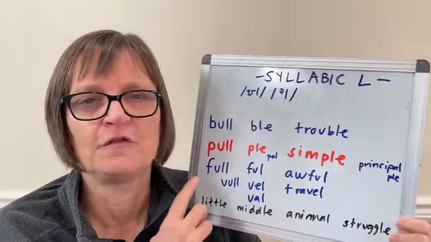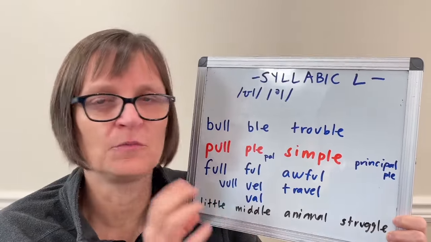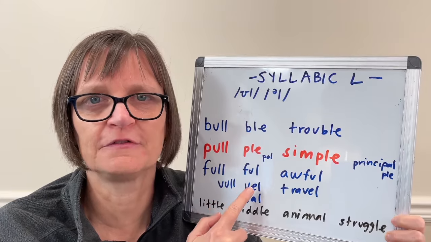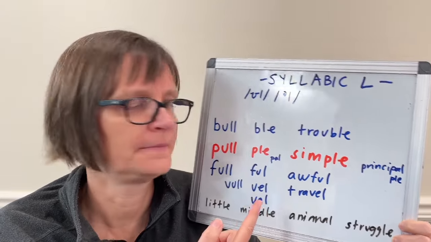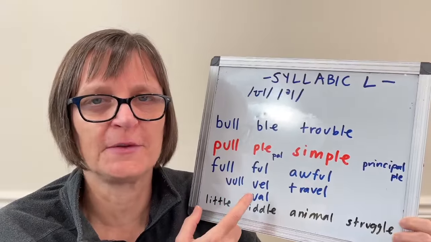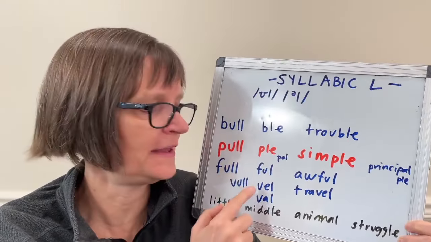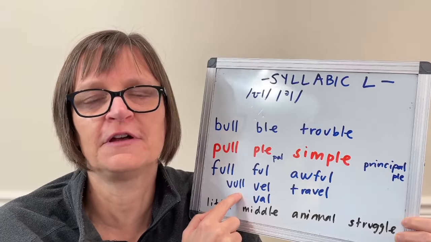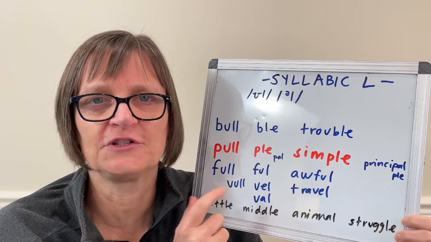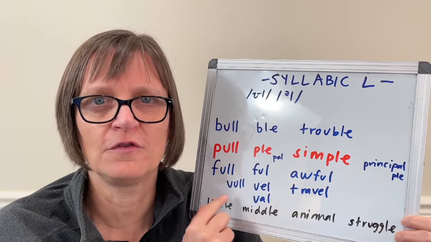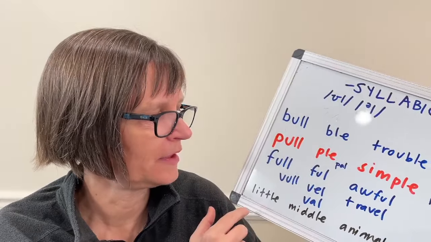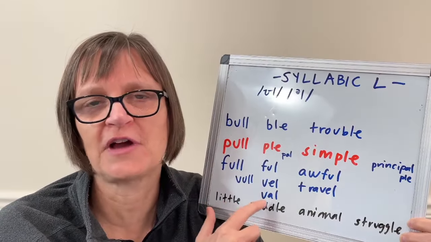Let's try it with full. I'm full, and then we'll use our reduced vowel. So repeat after me. Full, full, awful. We don't have a word vul, but we can use full to help us with that. So thinking about full, and then change your F sound to a V sound. Full, vul. Now let's reduce our vul to make it our syllabic L. Vul, vul, travel.